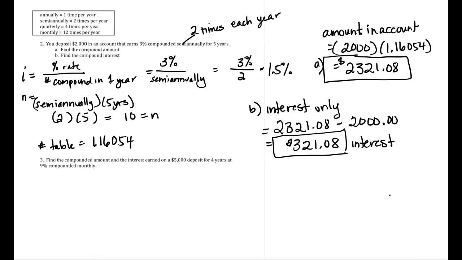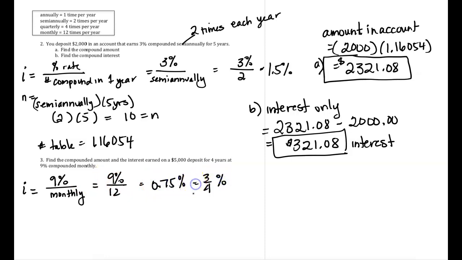Let's try another example. Find the compounded amount, think maturity value or total amount in the account, and the interest earned. $5,000 was deposited for 4 years at 9% compounded monthly. To find the I column, we're going to take our 9% and divide by the number of times we compound in a year, which is monthly. So 9% divided by 12 is 0.75%. Or as a fraction, that would be 3/4%.